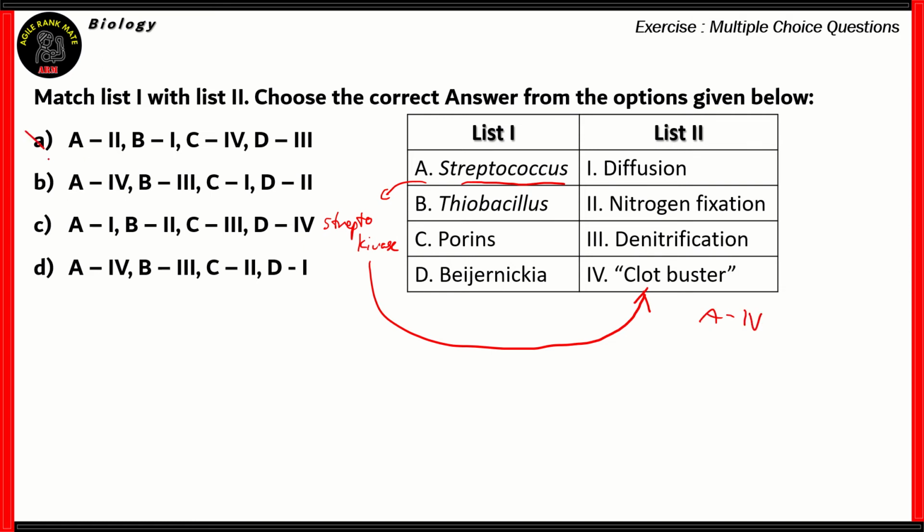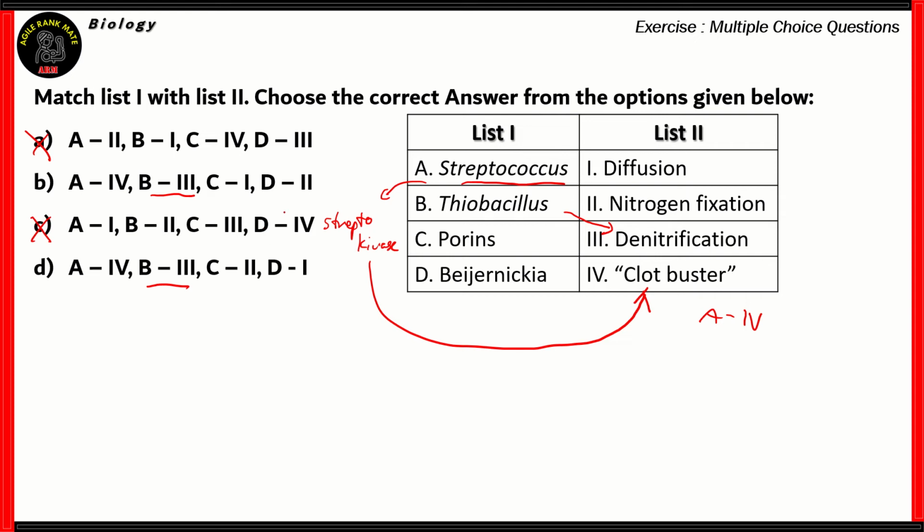So that means options A and C are incorrect, because in both of these options, A is not matched to number 4. So the answers would lie between B and D. One of these two options would be the answer. Now in both of these options, we know that the letter B is matched to number 3. That is Thiobacillus, denitrification. So we know that this is also correct. Now, the only confusion here is with C and D.